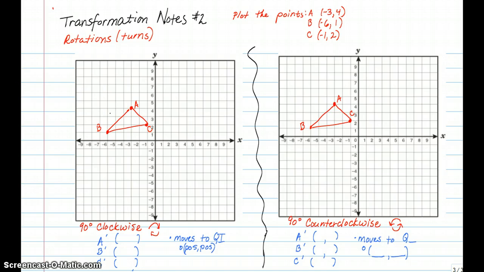Now, with transformations, the one thing I won't be able to show you is actually picking up your paper and turning it, because a rotation is a turn. And that's probably the fastest and easiest way to figure out what your ordered pairs are. I will tell you that when you are making a 90-degree turn, whether it's clockwise or counterclockwise, your ordered pairs are going to flip around. So your numbers are going to reverse or flip.